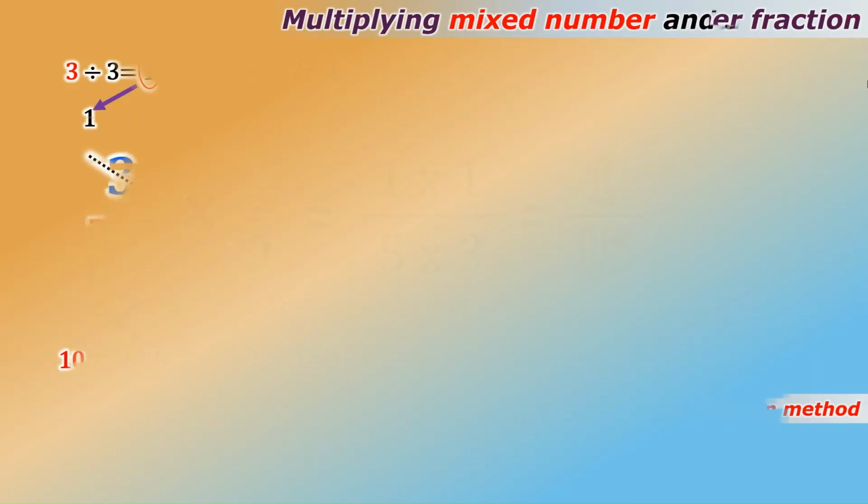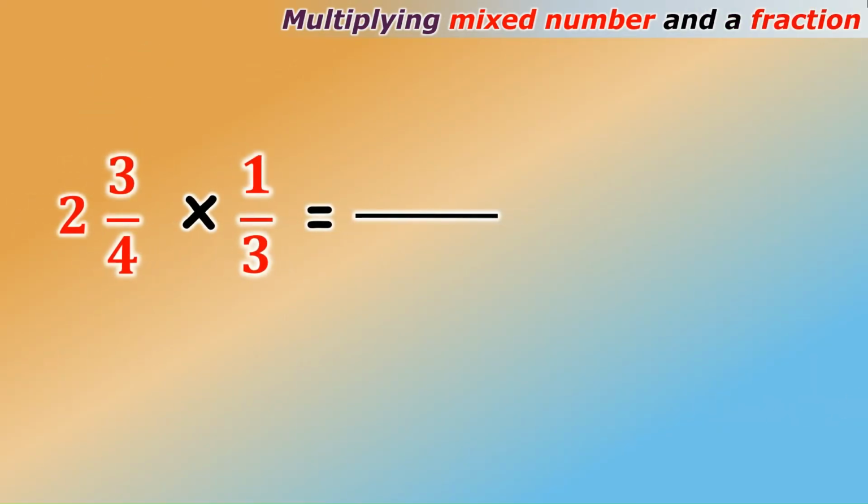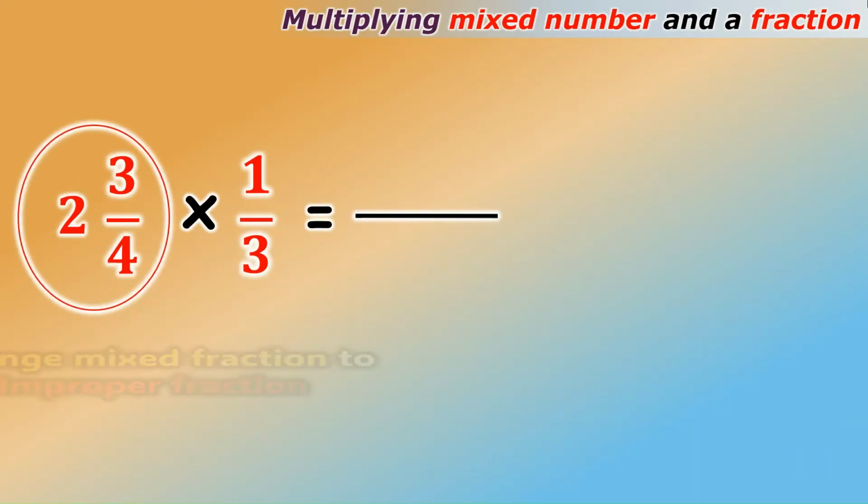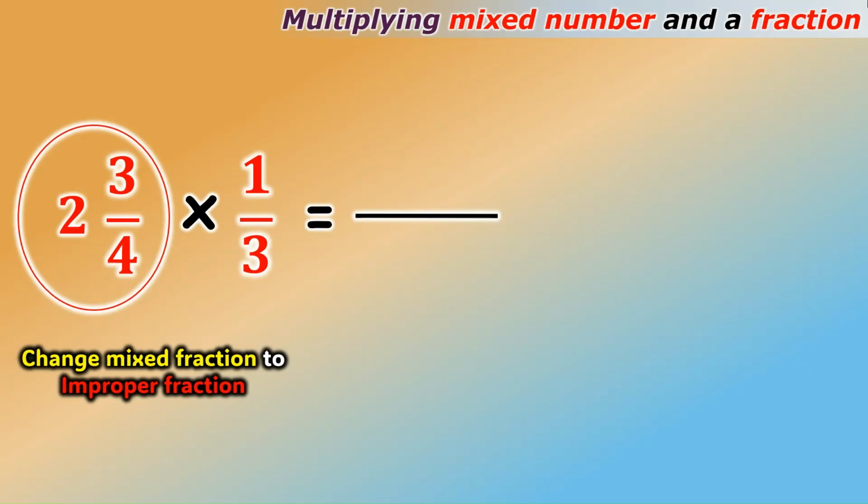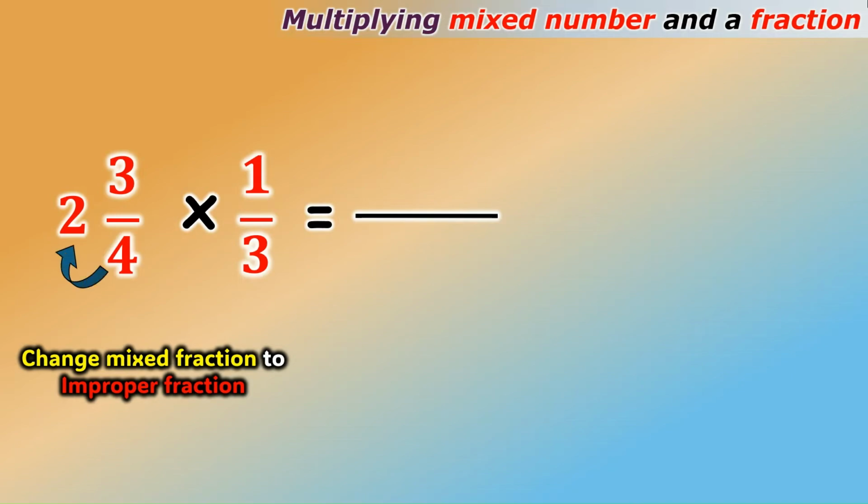This time, let's try to multiply a mixed number and a fraction. Always remember that when multiplying mixed numbers, or mixed fractions, consider first changing the mixed number to an improper fraction. Let's do the given example. 2 3/4 times 1/3. First step, convert the mixed number to an improper fraction. 4 times 2 equals 8. 8 plus 3 equals 11. 2 3/4 will now become the improper fraction 11/4.